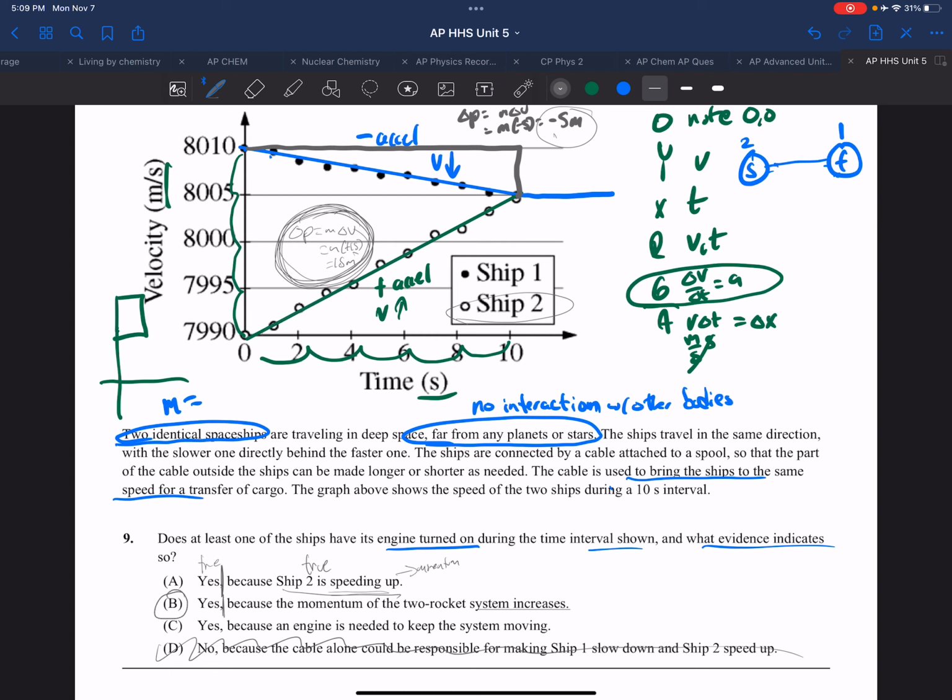So it looks like B, and then C, because the engine is needed to keep the system moving, that is false. In outer space, a rocket turns on its engine, gets up to speed, turns it off, and it goes in that direction forever. Choice B.